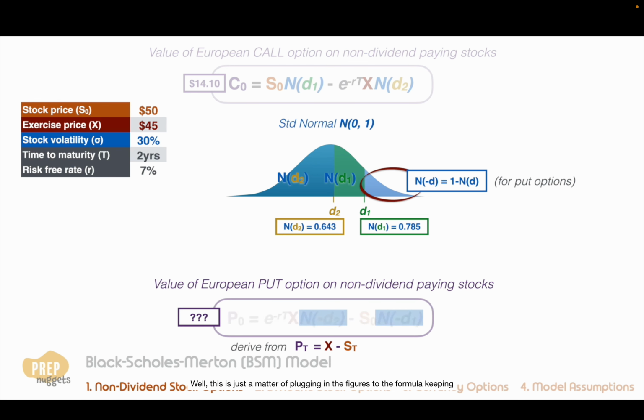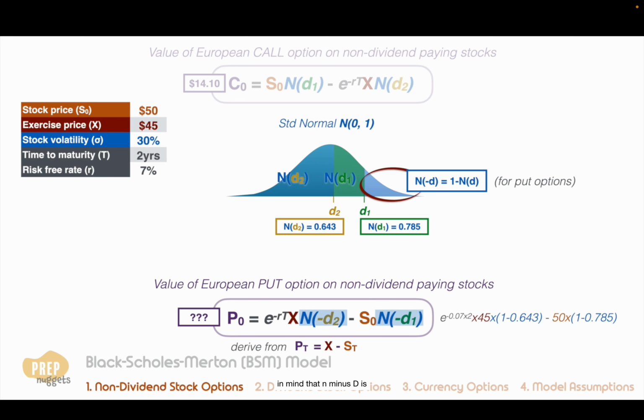Well, this is just a matter of plugging in the figures to the formula, keeping in mind that N(-d) is 1 minus N(d). You should arrive at $3.22.